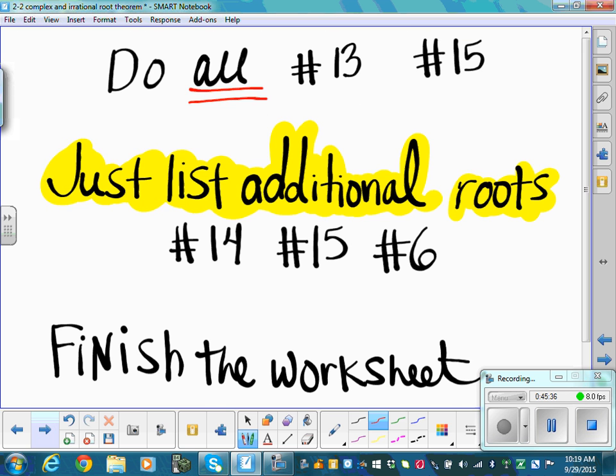Okay, so listen, I'm not going to make you do them all. Do the long process only on problems 13 and 15. So you know how I just went through that long process? You only have to do that on 13 and 15. Write that down. Now just find the additional roots on numbers 14, 15, and 16. That should take you 5 seconds, right? And then after that, you only have one problem at the bottom, which will finish off the worksheet. The only ones you have to do that long process for are number 13 and 15. Okay?